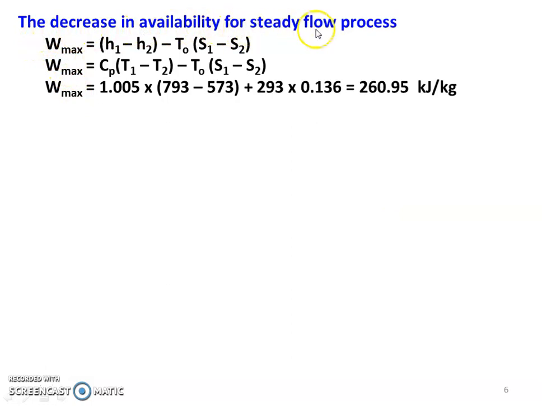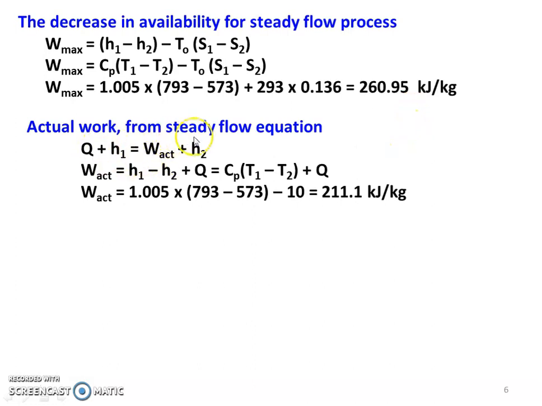Decrease in availability for the steady flow process: W max equal to h1 minus h2 minus T0 into (s1 minus s2). Substituting, W max equal to cp into (T1 minus T2) minus T0 into (s1 minus s2). cp equal to 1.005, T1 equal to 793 minus 573, minus T0 into (s1 minus s2). We already calculated s2 minus s1 equal to 0.136. In s1 minus s2, we have to substitute the negative sign, so it becomes positive. So T0 equal to 293 into 0.136. So W max equal to 260.95 kilojoules per kilogram.